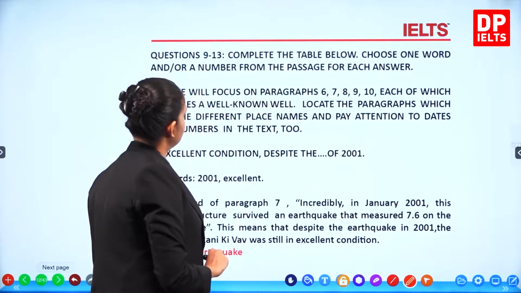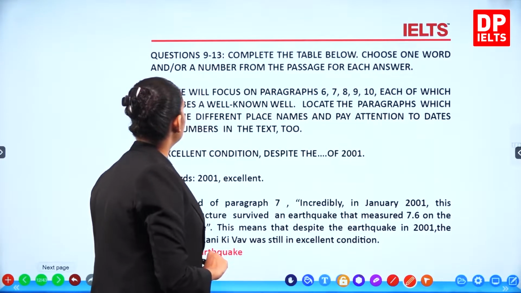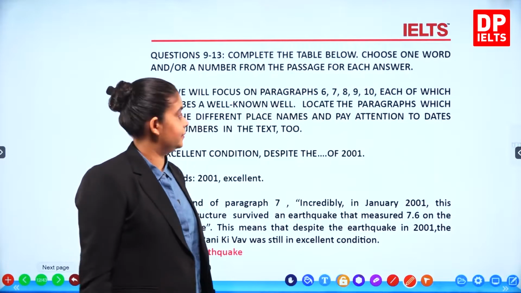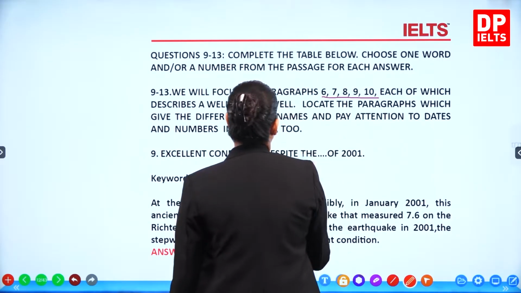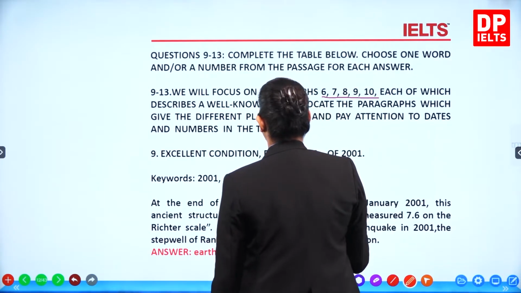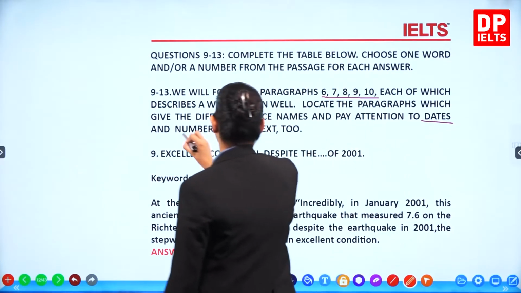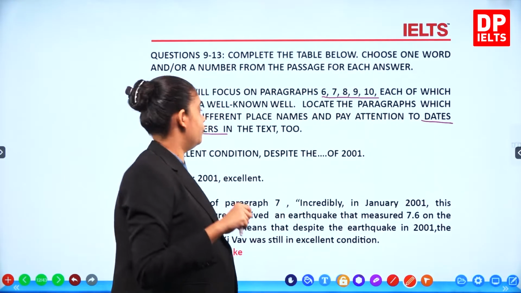Questions 9 to 13. Complete the table below. Choose one word and/or a number from the passage for each answer. We will focus on paras 6, 7, 8, 9, 10, each of which describes a well-known well, right? So look at the paragraphs which give the different place names and pay attention to dates and numbers in the text too. That's what you need to focus on.